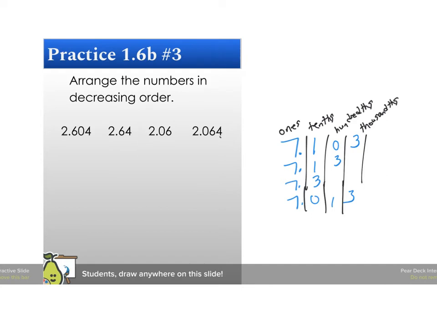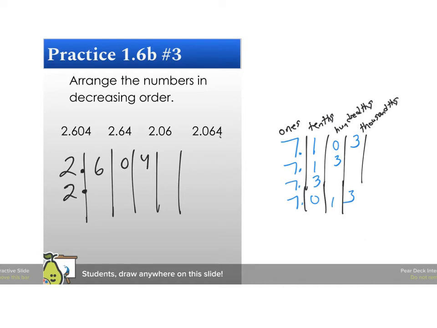And the next question, I'm going to do a chart again. So 2.604, 2.64, 2.06, 2.064. If I look at the ones place, they're all the same. If I look at the tenths place, I have 2 6s and 2 zeros. So I know that these two are going to be the larger ones.